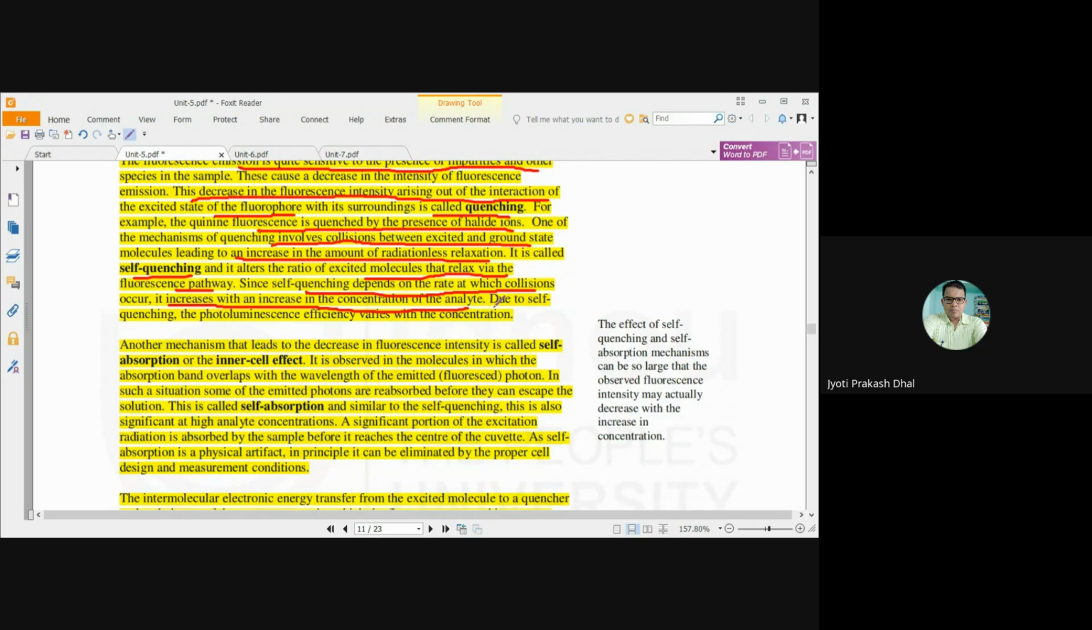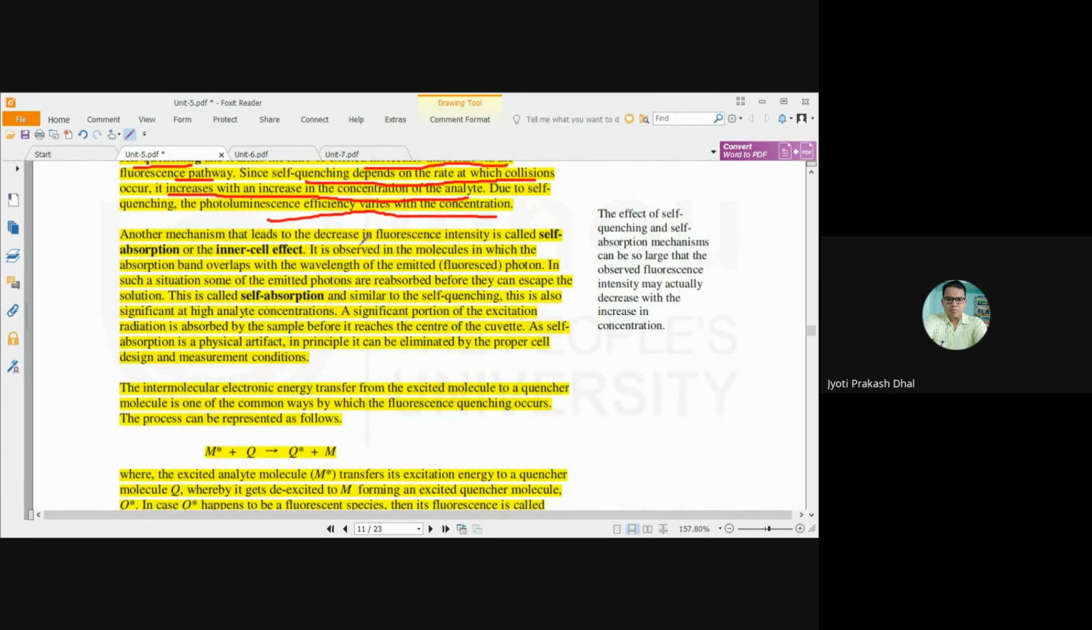So if the concentration of the analyte is increased, the degree of self-quenching will increase, and hence the intensity of the fluorescence will decrease. Due to the self-quenching, the photoluminescence efficiency varies with concentration. Decrease in fluorescence intensity is called quenching.